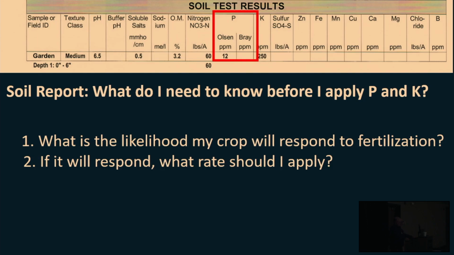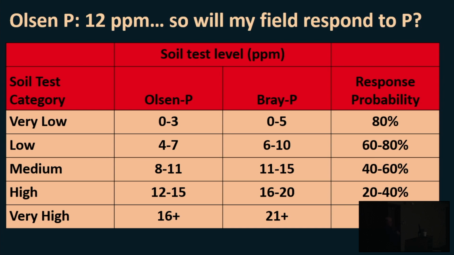So we go back to the soil test report. There in the red box, we have Olsen 12 part per million. So now that we have that, what is the likelihood that the crop will respond to fertilization at 12 part per million? And then what rate should be applied? So if we think about our soil test levels, very low, low, medium, high, and very high, Olsen phosphorus has the ranges in ppm that fit into each one of those categories. Okay, you can see that on the left-hand side there. 0 to 3 is very low, up to over 16 is very high.